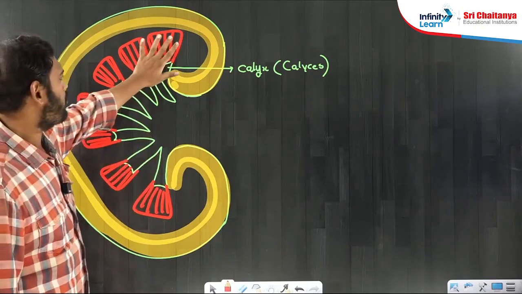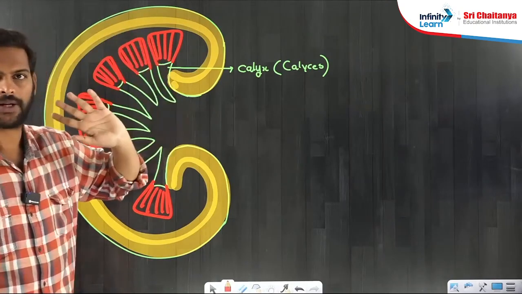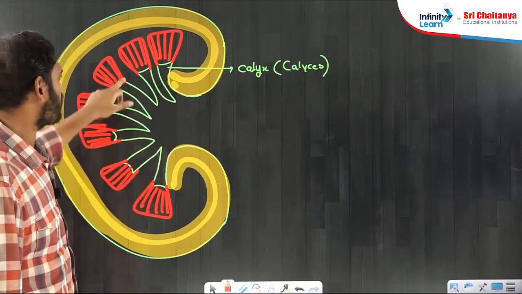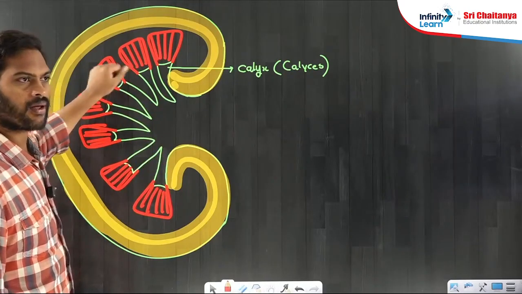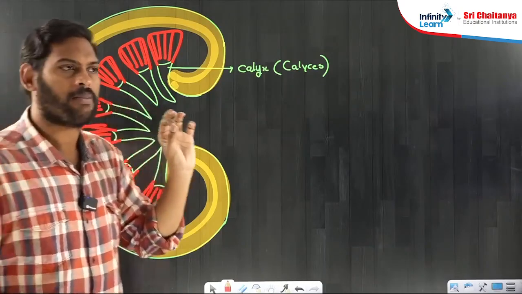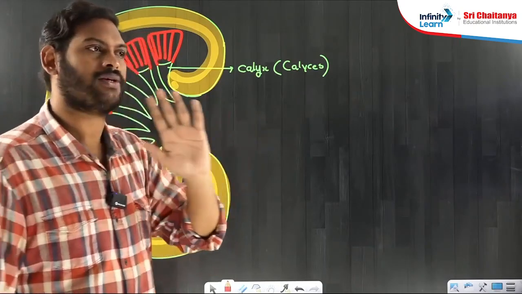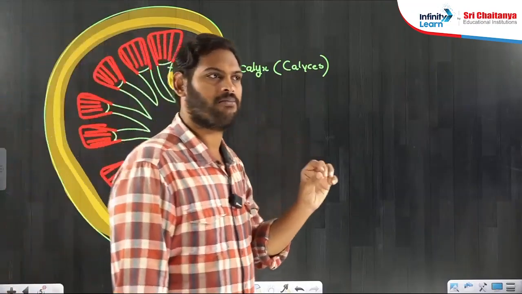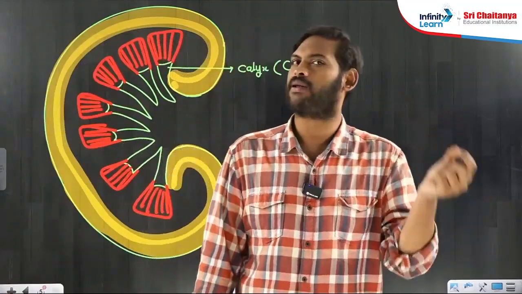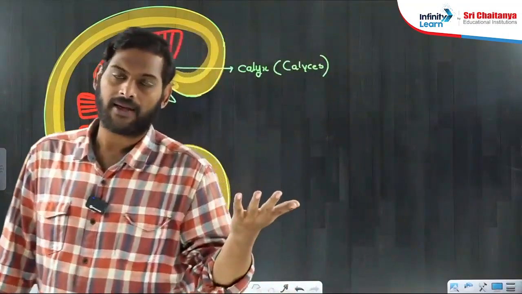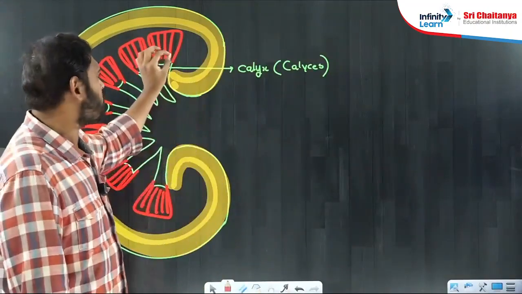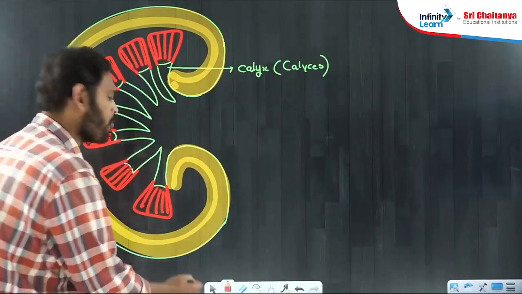Guys, the medulla is not continuous, right? There are some gaps between the medullary pyramids. You can see clearly, right? Medullary pyramids are not continuous things. You can say medullary pyramid or renal pyramid. They are confined to the medulla. There is some space between pyramids.